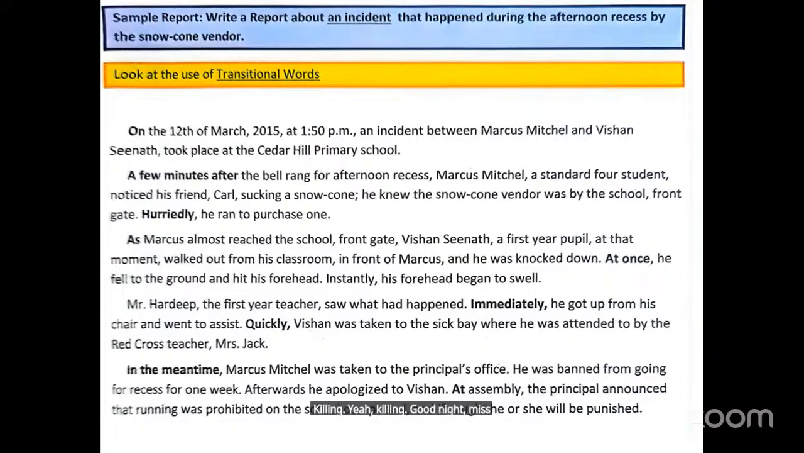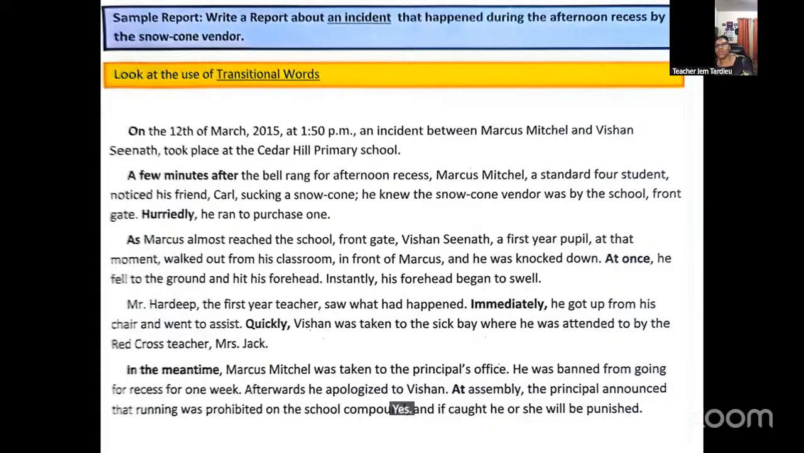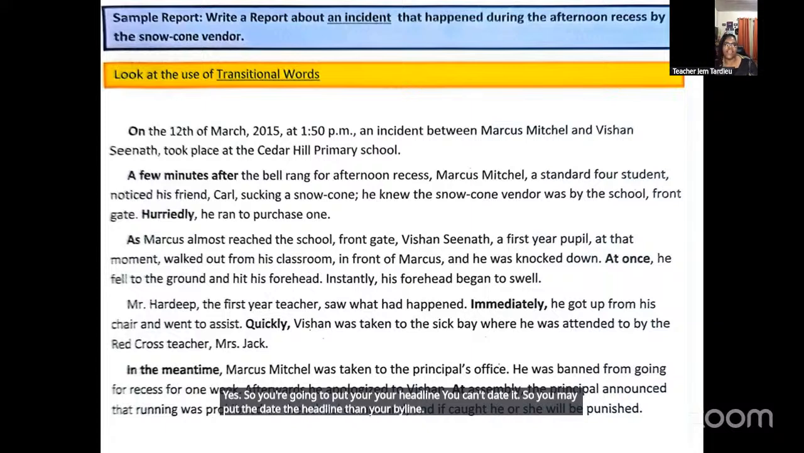For the newspaper report, when you have to write it, you're not going to put the sender's address, you're just going to go straight to the heading and write like normal. Yes. So you're going to put your headline. You can't date it, so you may put the date, the headline, then your byline, and then you write the report.